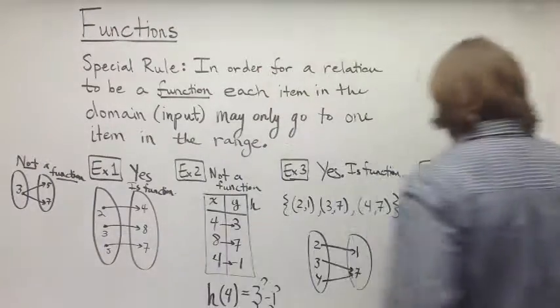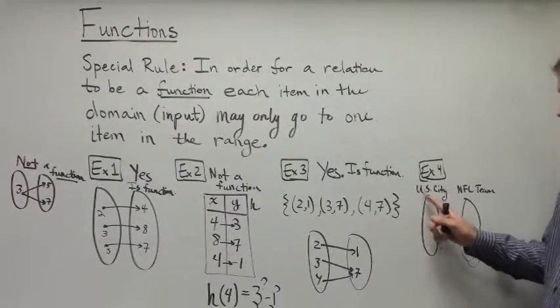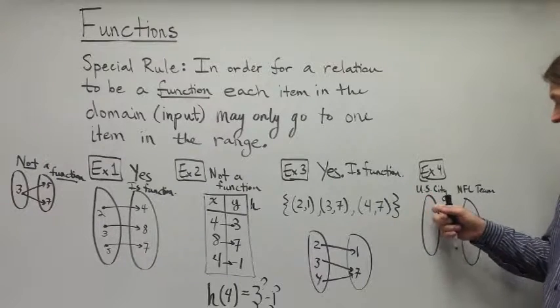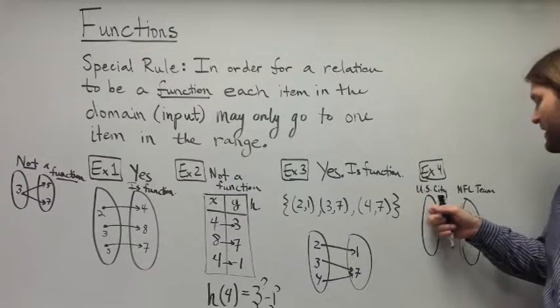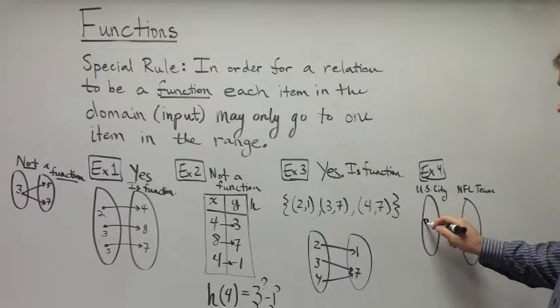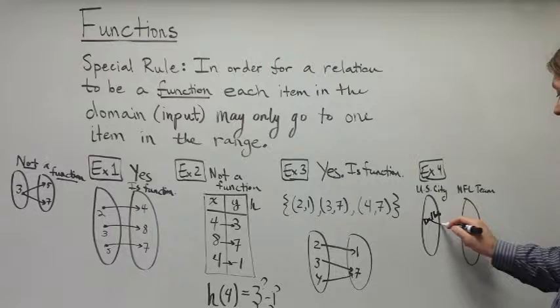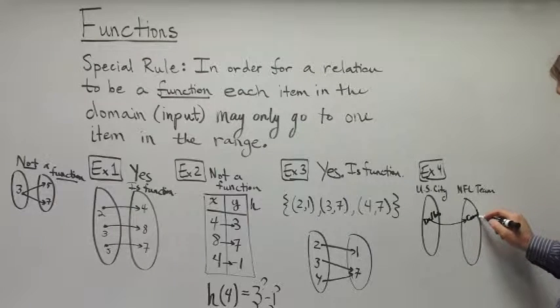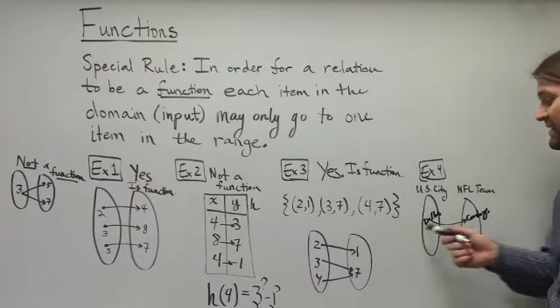Now, in the final example, if you watch the first video on functions, we were talking about a function, or a relation, that has a U.S. city and an NFL football team. So if you input Dallas in here, this of course would go over and be mapped to the Cowboys. So the question is, is this a function?